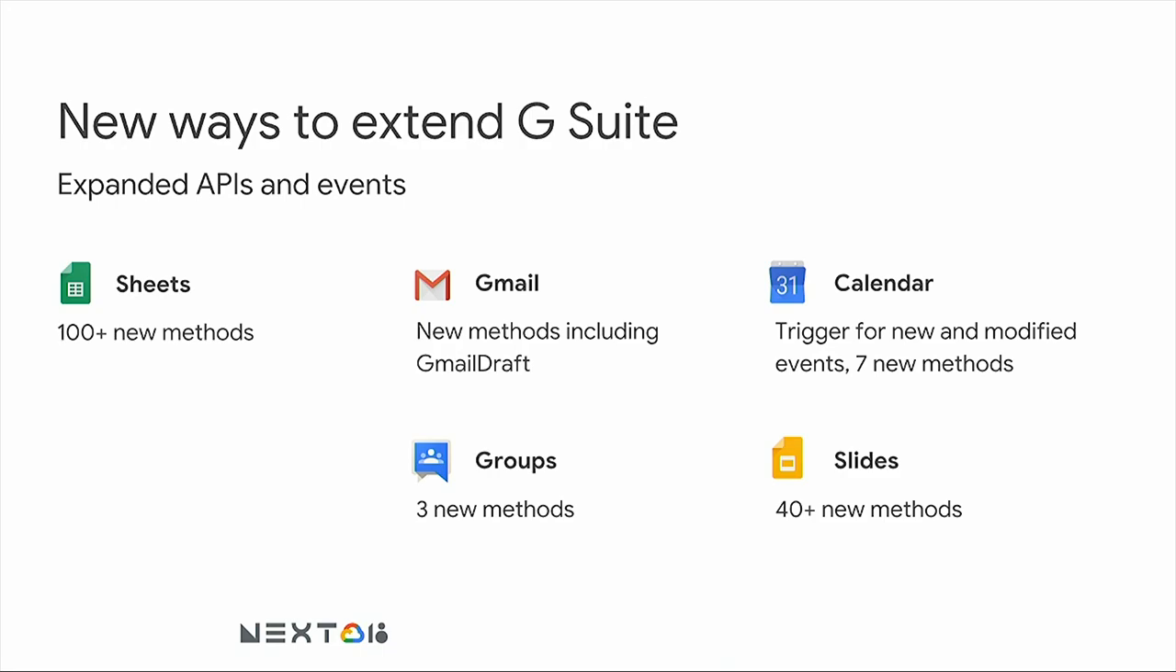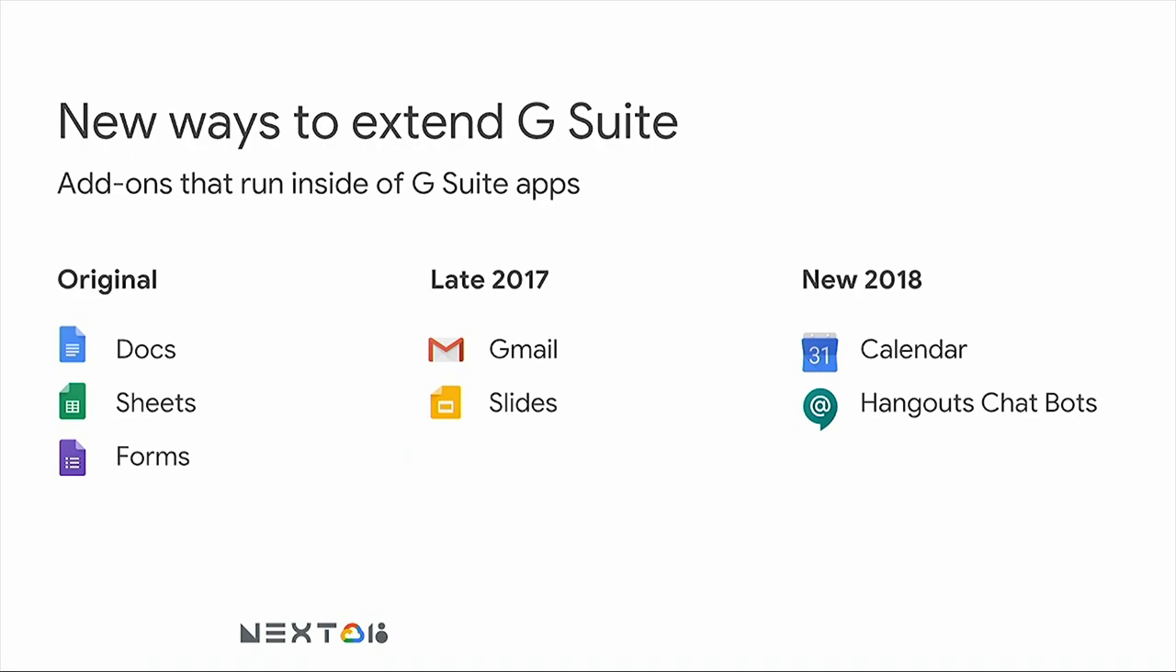And to that end, we've actually introduced 150 new methods over the last 12 months in Sheets, Gmail, Google Groups, Calendar, and Google Slides. We've also introduced a new event in Google Calendar so that your applications can get pinged every time a user introduces a new meeting or updates an existing meeting. Additionally, Stephanie mentioned that you can create three things with AppScript. You can create web applications, automations, and add-ons.